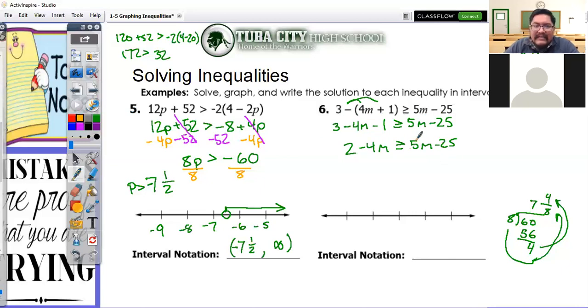Let's pick a side for the variable to go on. Now, again, we have that choice here. And I'm going to go ahead and use the rule again. So remember, if we multiply or divide by a negative, we have to flip the sign. And in this case, if I add 4m to both sides, oh, well, actually, you know what, let me stick with what we're supposed to be doing. I'm going to have to minus 5m from both sides.